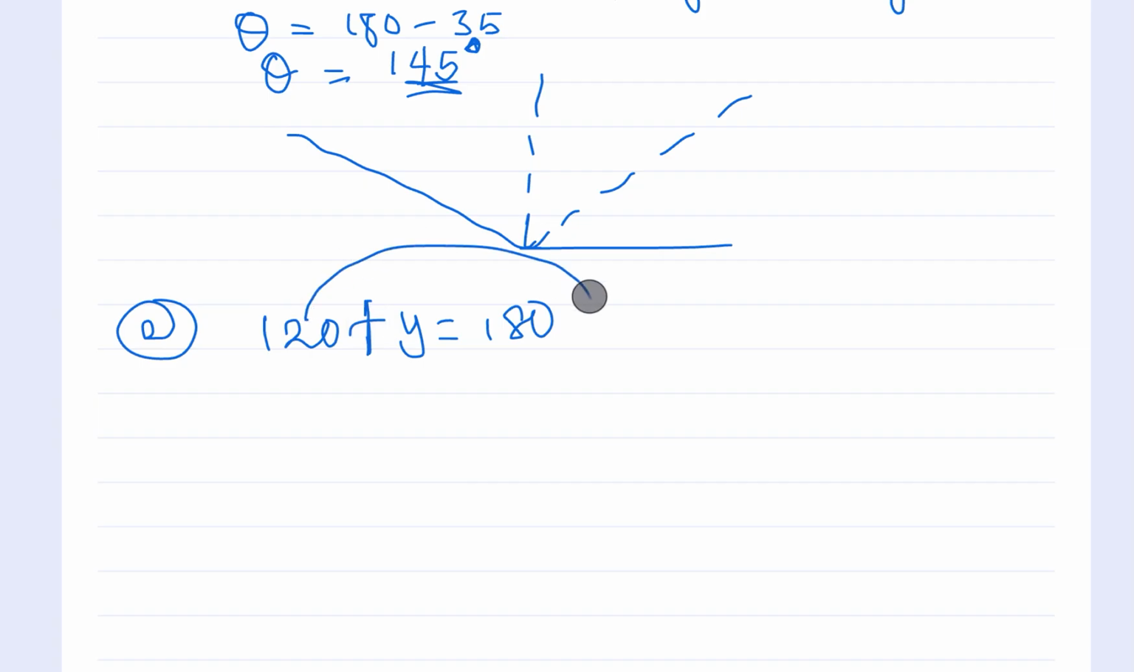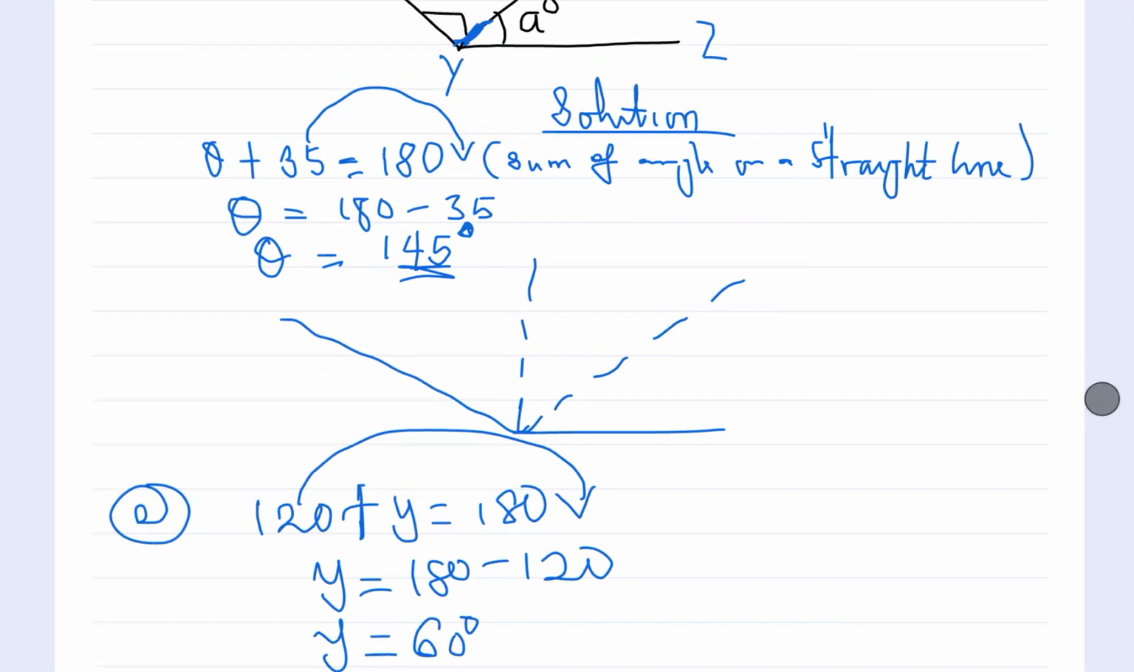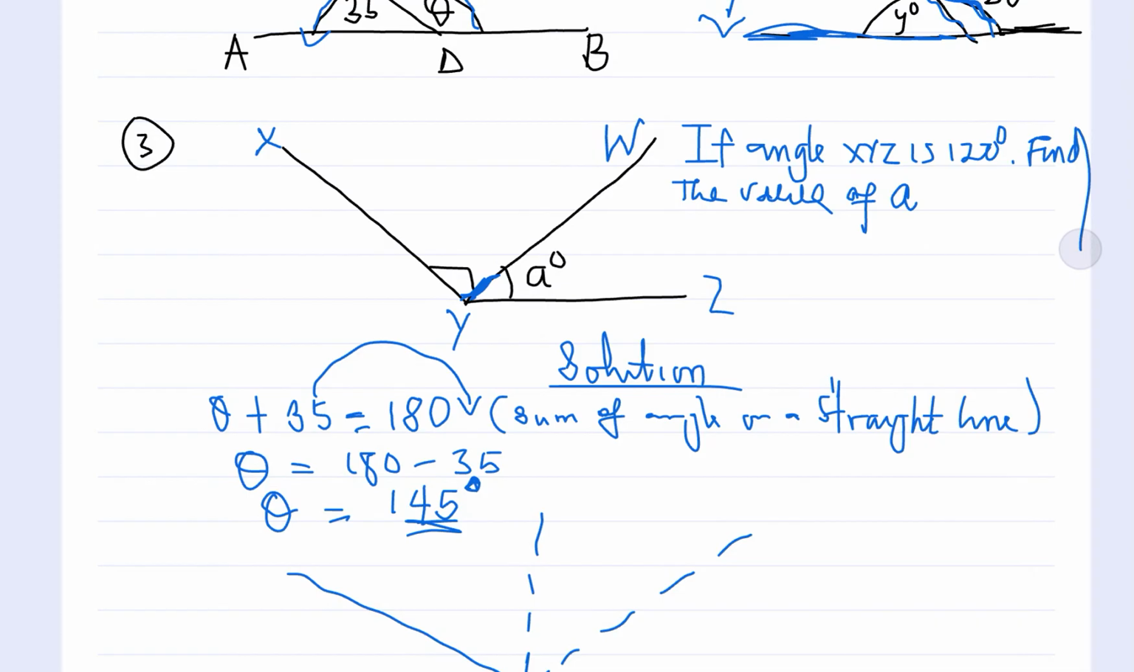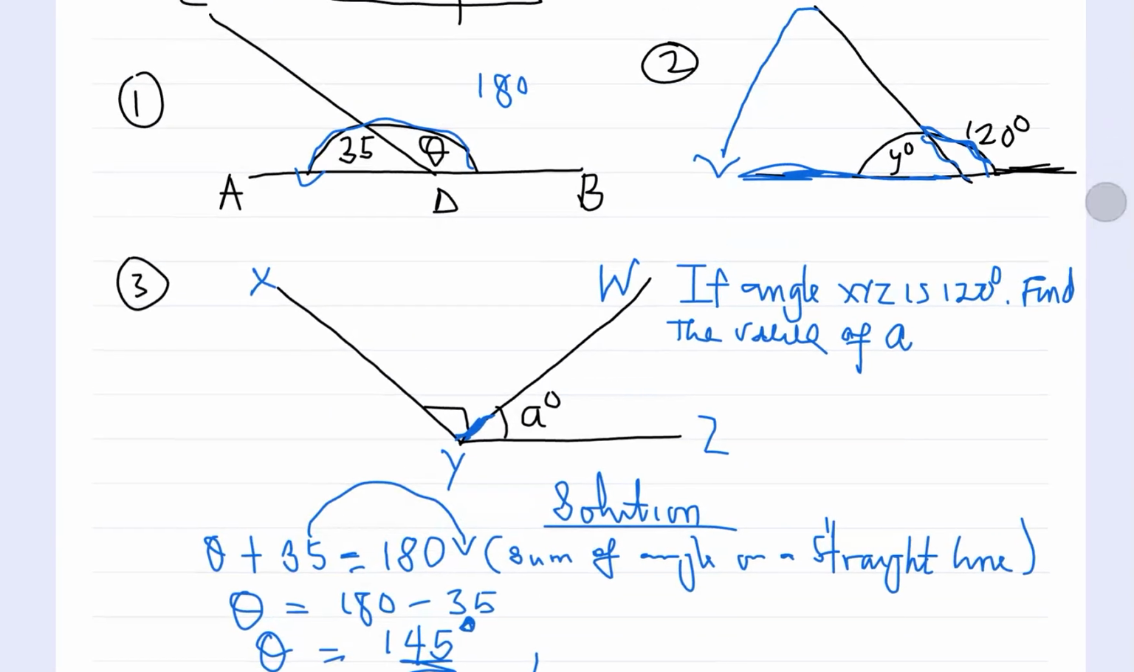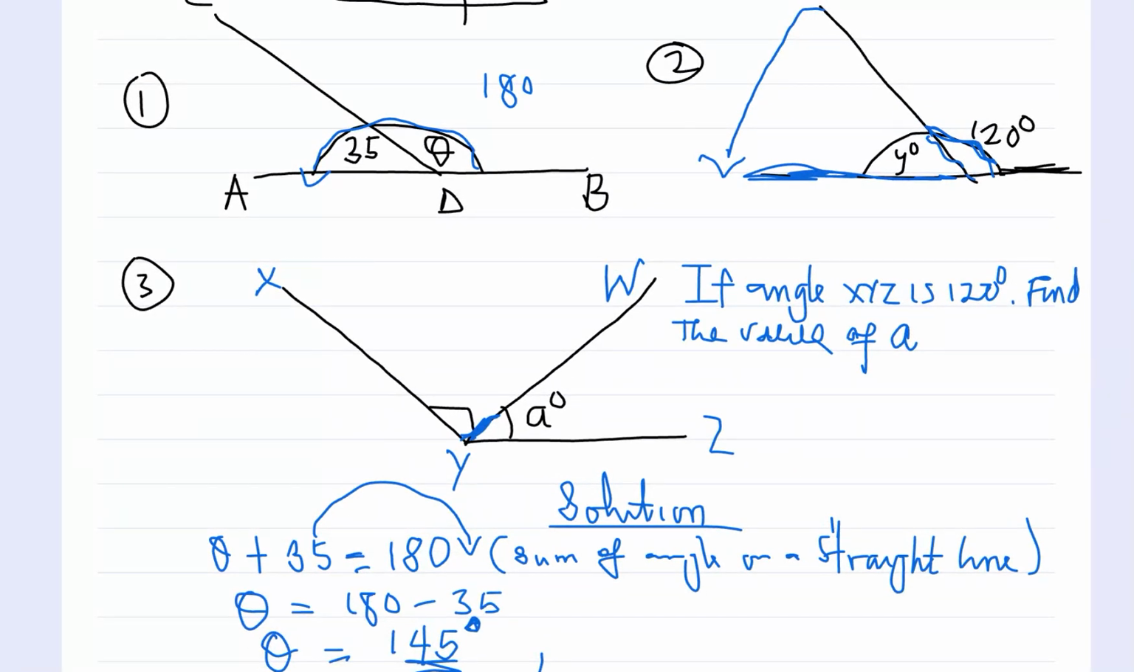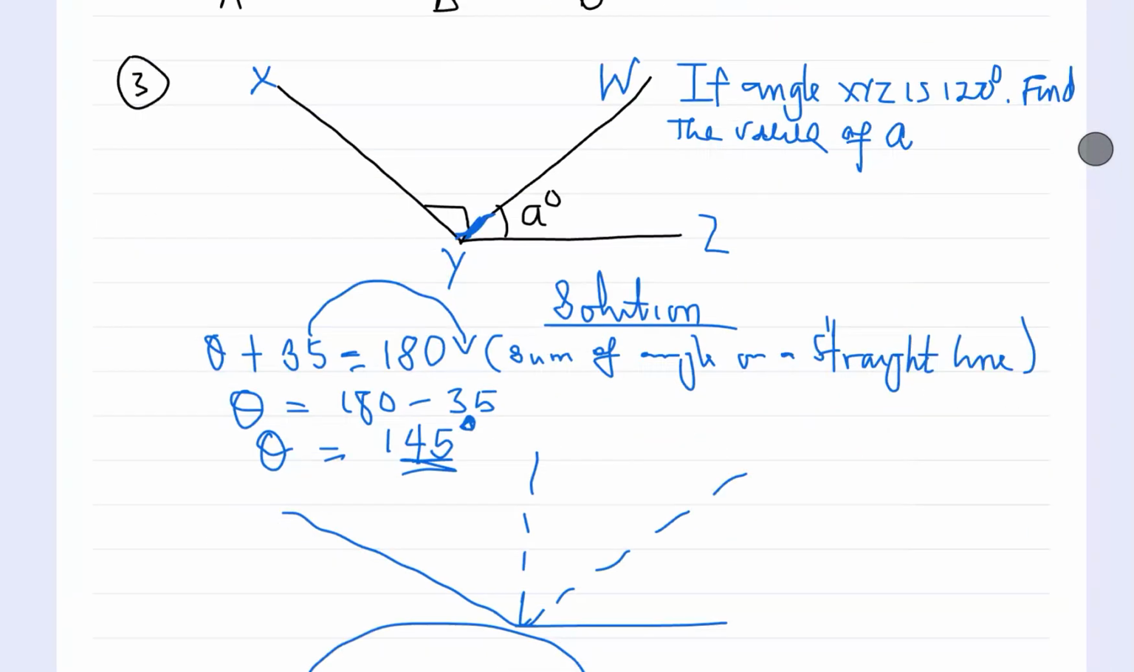And then you bring 120 to this side, you would have y equals 180 minus 120, and your y is equal to 60 degrees. That means if you add 60 degrees to your 120 degrees that is already here, you are going to have 180 degrees. Do you understand that now? So that is how you work on that.